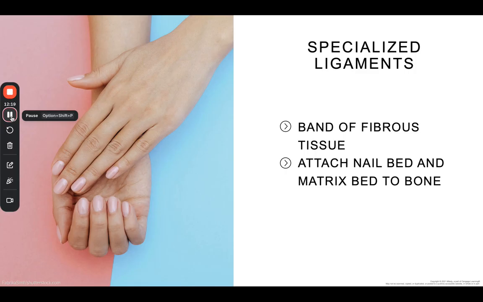And lastly, we have specialized ligaments. So a ligament is a tough band of fibrous tissue that connects bones or holds an organ in place. Specialized ligaments attach the nail bed and matrix bed to the underlying bone.